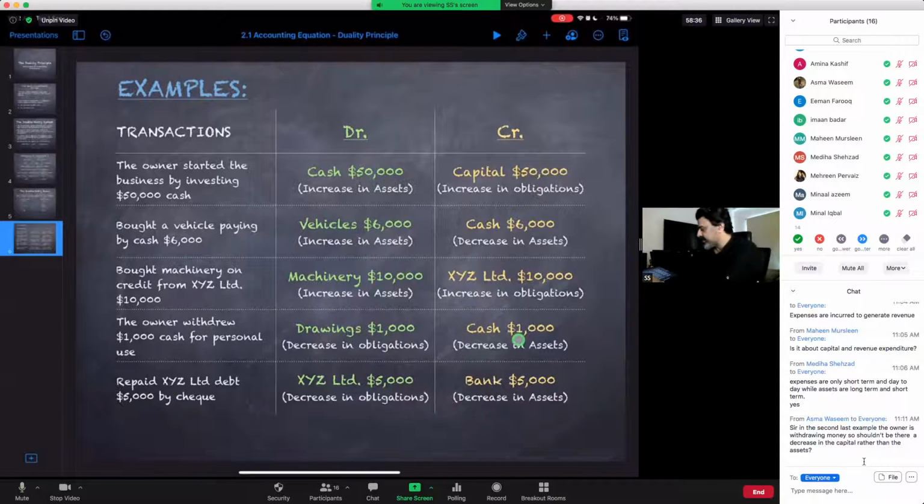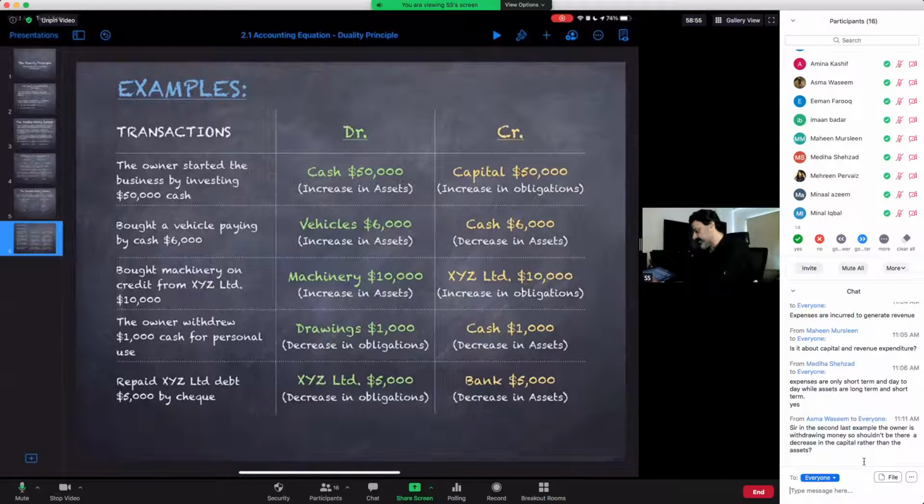You can't really say that you're not losing cash, because if the owner has withdrawn cash from you, then obviously you're losing cash. So you cannot change this fact. What makes your query valid is, shouldn't we have the capital account instead of the drawings account debit here? That is your question. Okay?